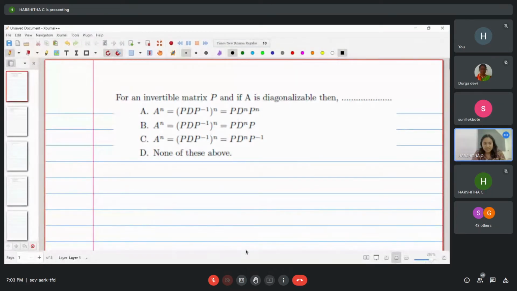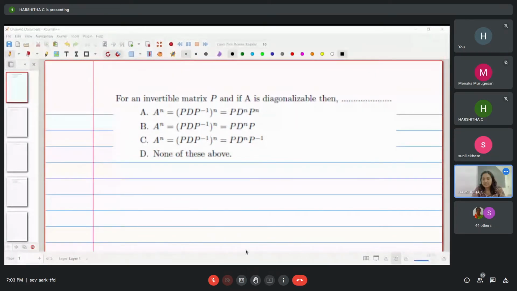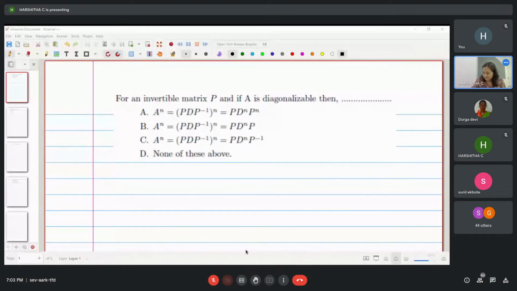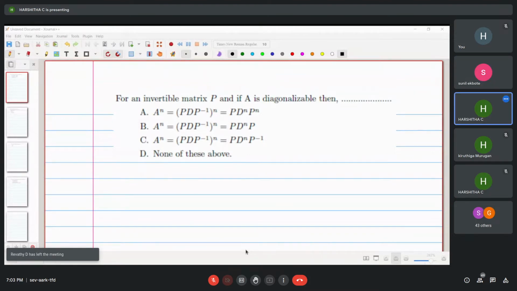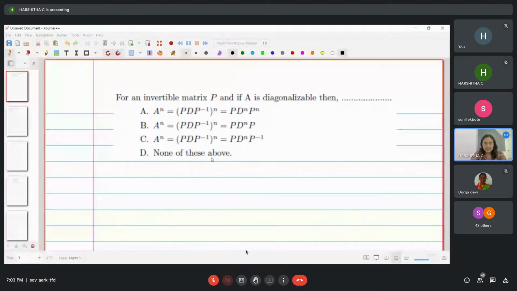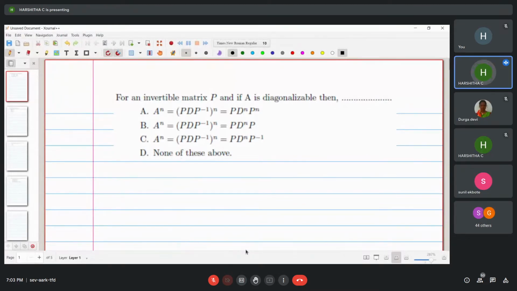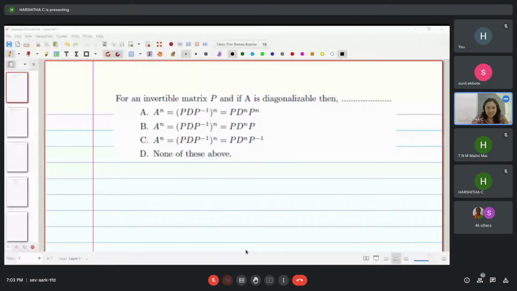Okay, so we'll start with this first question. We have an invertible matrix P and a diagonalizable matrix A. Which of the following is true?